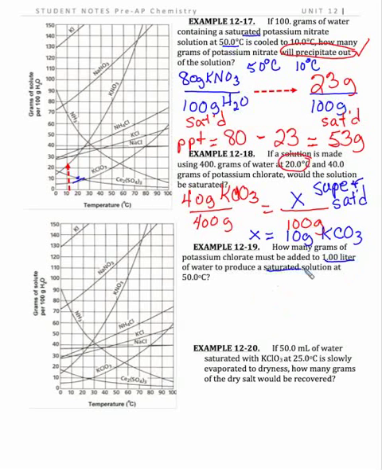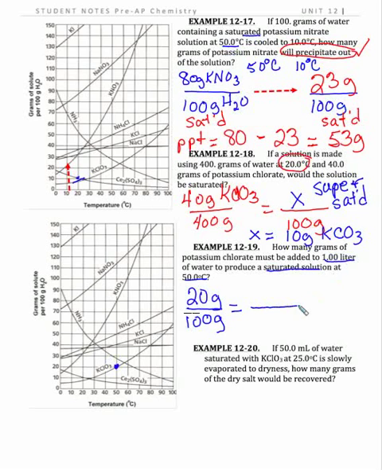I've got a liter of water, and I want to produce a saturated solution at 50 degrees. Okay, well, first off, I can find a saturated solution at 100 grams and 50 degrees. It's potassium chlorate. So at 50 degrees Celsius, 20 grams will saturate.